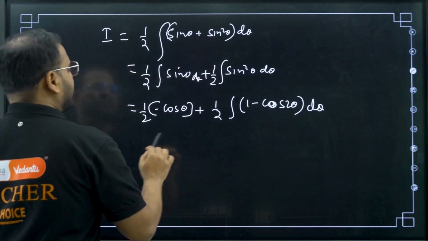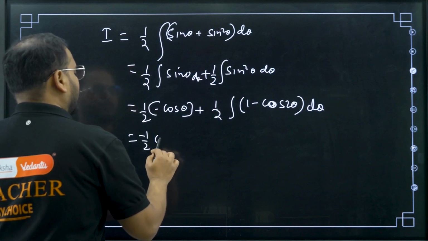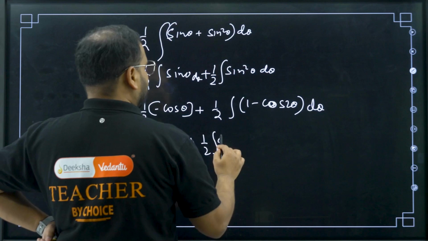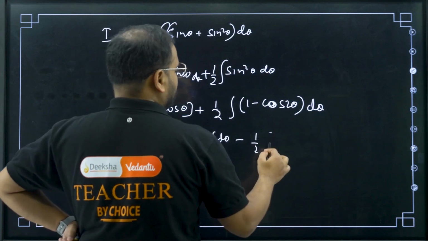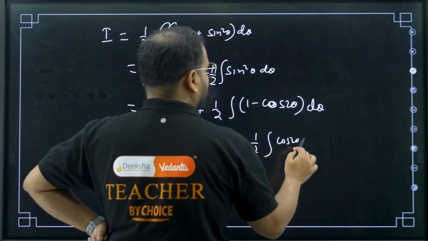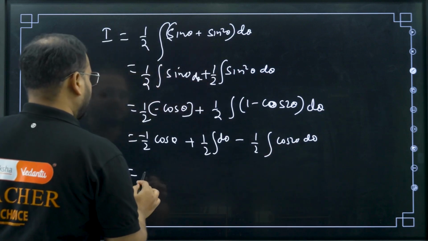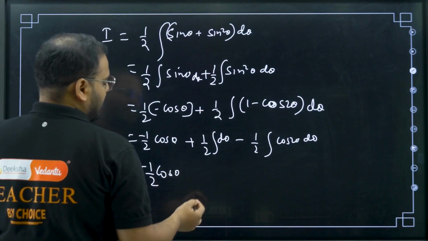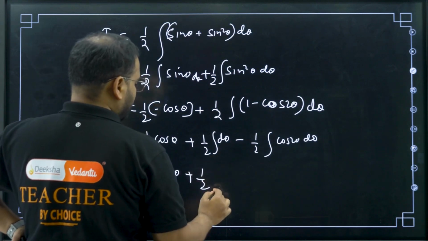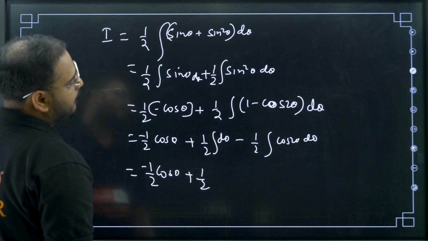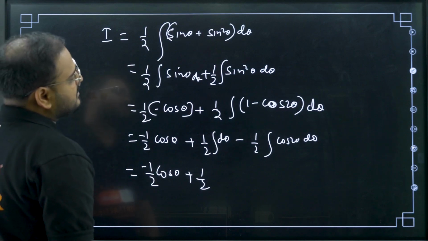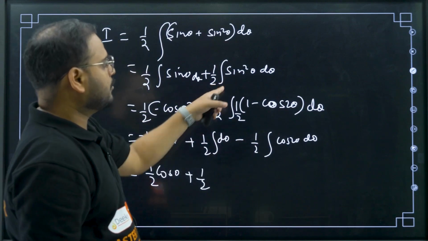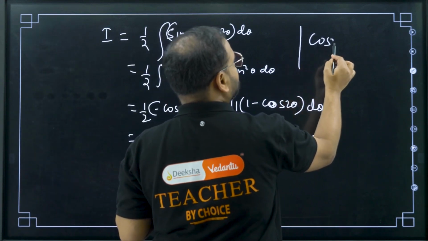Now if I integrate this, what am I going to get? Minus 1 by 2 cos theta, plus 1 by 2 times d theta minus 1 by 2 times cos 2 theta d theta. Integrate. Minus 1 by 2 simply cos theta, and this is simply 1 by 2. All right, 1 minus sine square theta by 2. One more 2 will come over here, because the formula is cos 2 theta equals what?